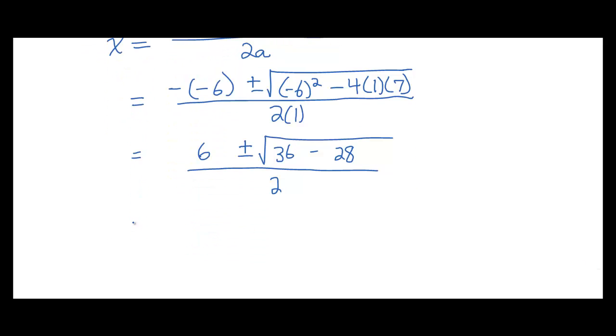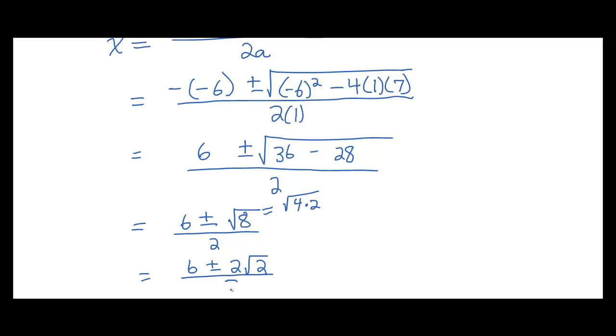That 36 minus 28 is going to be 8, so I have the square root of 8 over 2. I can simplify the square root of 8. 8 is 4 times 2, so that's 6 plus or minus the square root of 4 times 2. If I take the square root of 4, I get 2, so that's 2 times the square root of 2, all over 2.